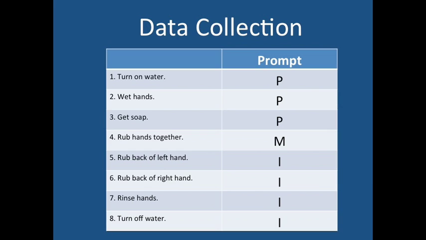When recording the data, you would record a P for steps 1 through 3 as the staff physically prompted Beth to complete those steps. Beth completed step 4, rub hands together, with a model prompt, so you would record an M. Beth completed the remainder of the steps independently, so you would record an I for steps 5 through 8.